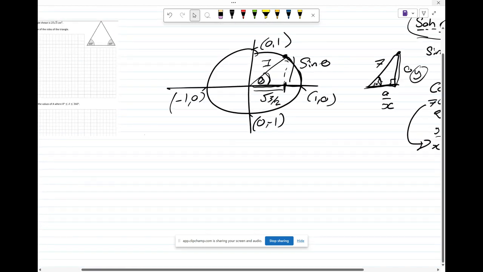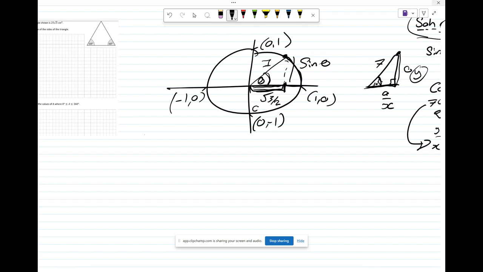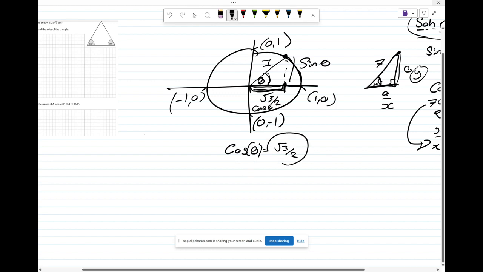Well, if we think about it, we know our x coordinate is root 3 over 2, but we know that's equal to cos theta. So we can write that: cos theta is equal to root 3 over 2. And I think of theta as like a function. So we're putting our input as theta, and we're getting some kind of an output.